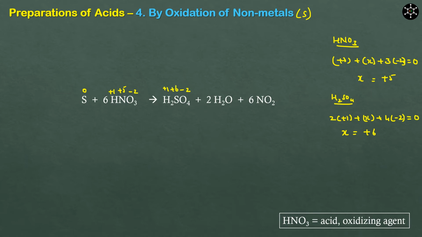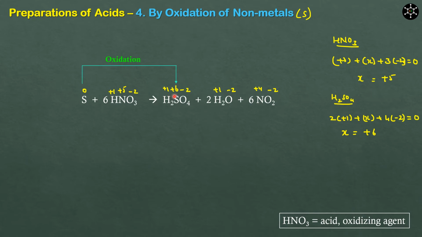In water, each hydrogen is +1 and oxygen is -2. In NO2, each oxygen is -2, so nitrogen has to be +4. So, sulfur changed its oxidation state from 0 to +6.